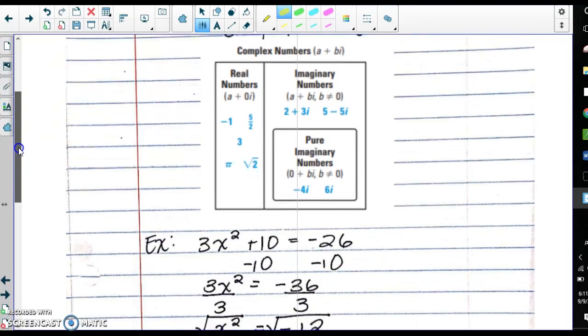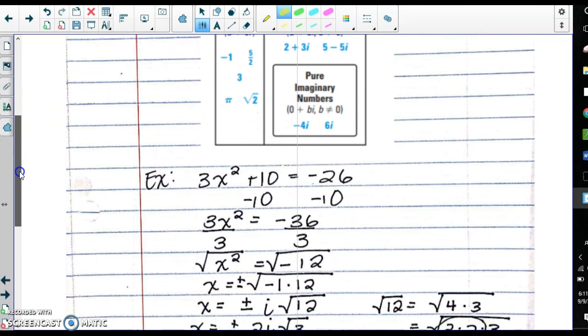All right, so an example of solving an equation with a complex solution. Here's one that we're going to solve by square roots. We have 3x squared plus 10 equals -26. I want to isolate the square term just like we learned about in the last video. So I'm going to subtract 10, and that gives me 3x squared equals -36. And then I divide both sides by 3, and that gives me x squared equals -12.